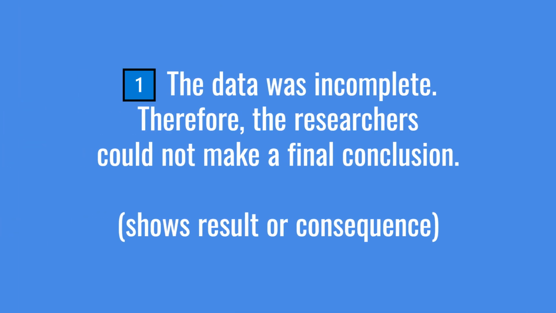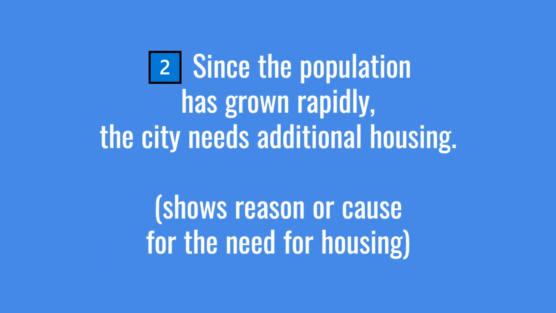Number 1. The data was incomplete. Therefore, the researchers could not make a final conclusion. This shows result or consequence. Number 2. Since the population has grown rapidly, the city needs additional housing. This shows a reason or cause.